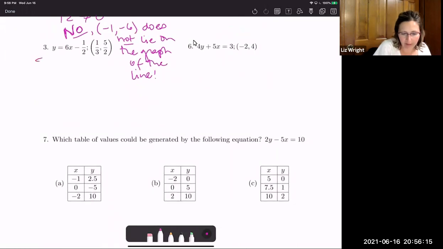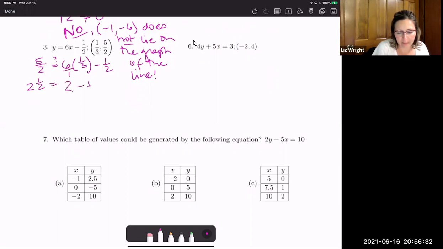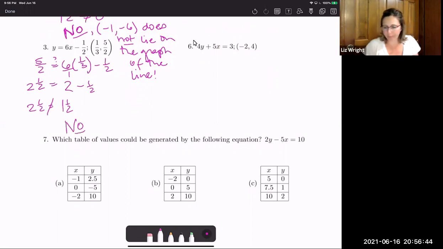So we've got 5/2. Is that going to equal 6 times 1/3 minus 1/2? And so this is, I'm just going to change this into 2 1/2. 1/3 of 6 is 2, or you could do 6/3, which is 2, minus 1/2. And so this is going to be 2 1/2 equals 1 1/2, and false. 2 1/2 does not equal 1 1/2. So this is no, or false.